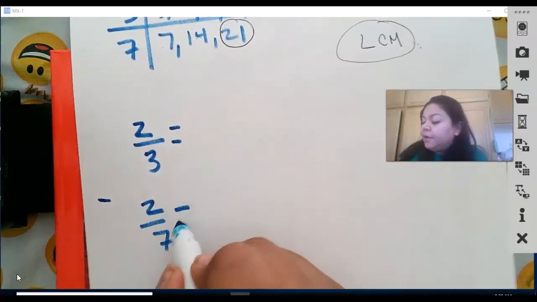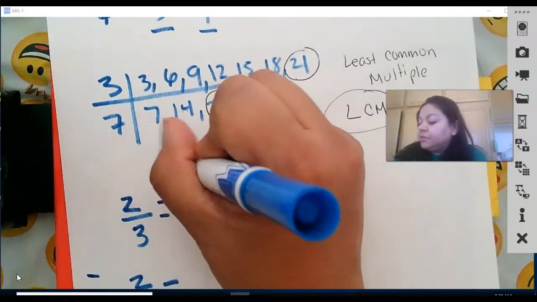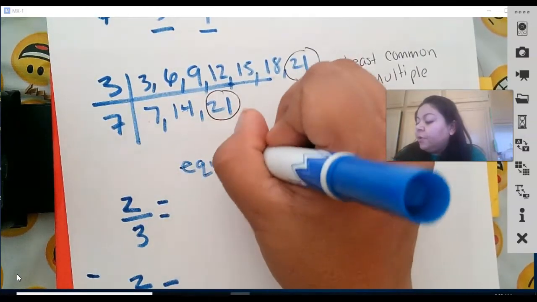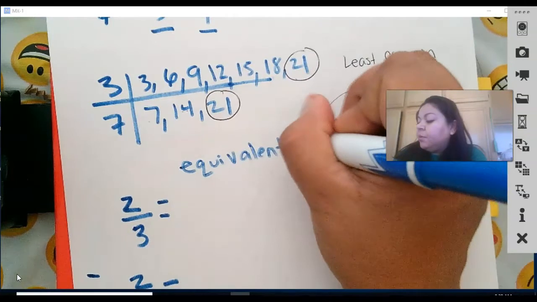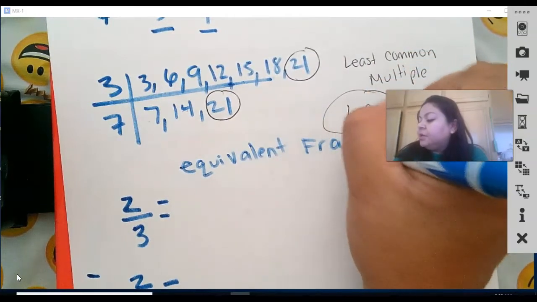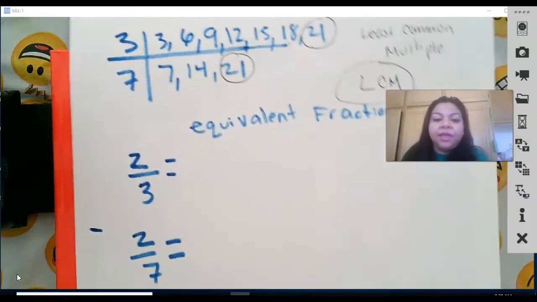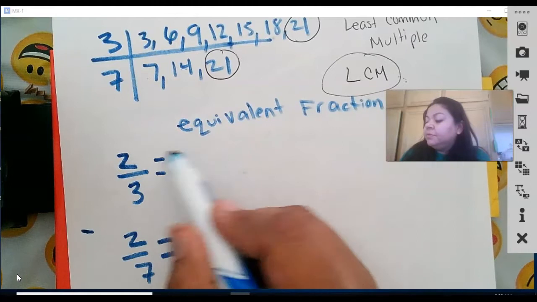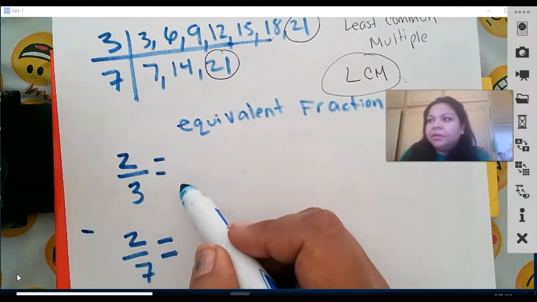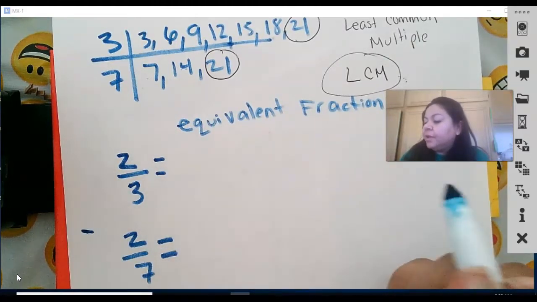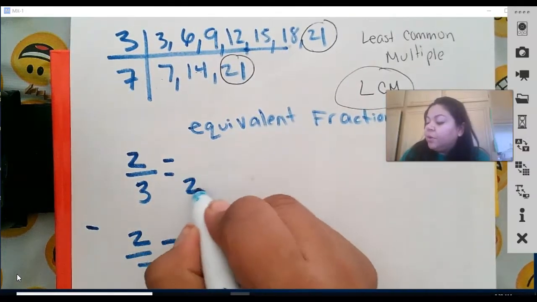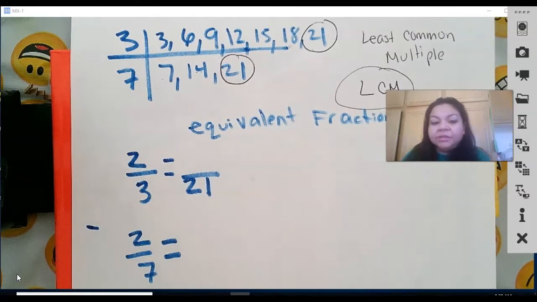And we're going to find the equivalent fraction. That's another term that you need to make sure that you're comfortable with. Equivalent fraction. What does that mean? Equivalent fraction means that it's equal. They have the same value. Just written with different numbers, but they equal the same. Okay, so let's go ahead and get started with this. 3, we found that 21 is our common denominator.